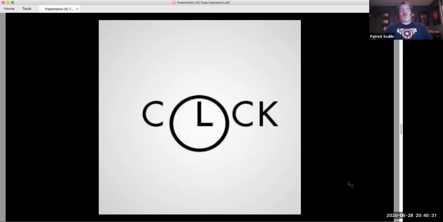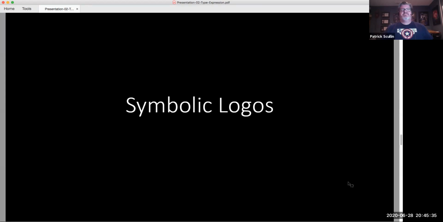Here's the O and the L turned into a clock. Love it. So we've seen some examples where just using letters, but by changing their scale, size, and position, you can derive an additional extra meaning. And that's what makes them really powerful.